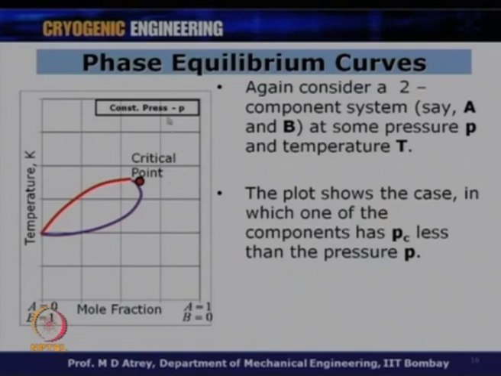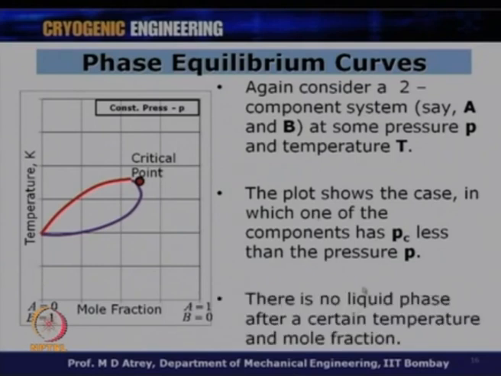In the earlier case, the critical pressure was more than this P for both the gases, but here the critical pressure for one of the gases is less than the pressure for which this diagram has been drawn. Therefore, above a particular mole fraction of, let us say A, you do not see this region at all. There is only gas in this case, and this is a very typical case. Normally, we will not come across such a case unless we want to draw it specifically. There is no liquid phase after a certain temperature and mole fraction, and this is a very typical diagram of a two component mixture.